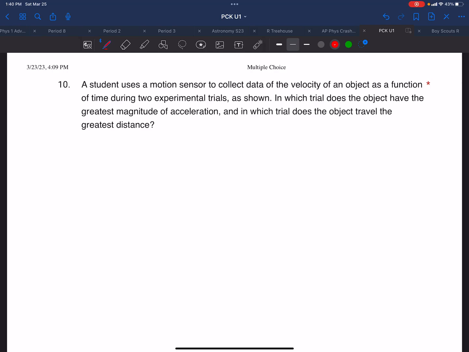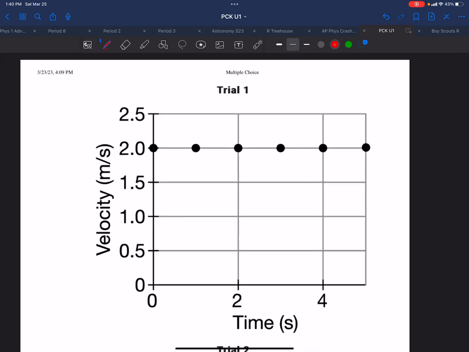conducts a study, and they have the data on the velocity of the object as a function of time. So we have velocity time graphs, 2 trials. We want to know which one is the acceleration the greatest and which one is the distance the greatest. So we look at these 2 graphs. Well, what can we ascertain from those 2 graphs?